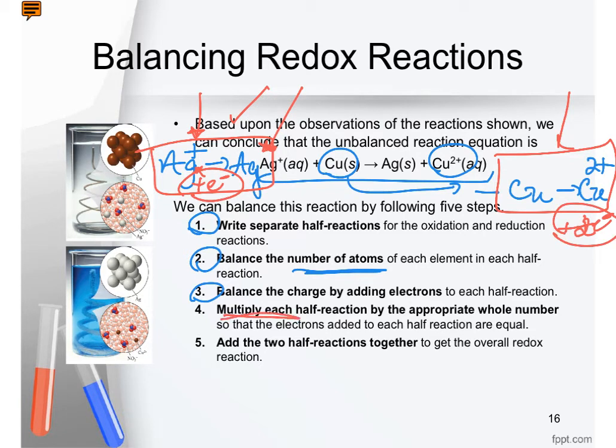Then you have to multiply the half reactions by whatever integer so that the number of electrons added are the same. Okay, so for example, we added 2 electrons to the copper half reaction, 1 electron to the silver half reaction, which means you would have to multiply everything in the silver half reaction by 2 so that the electrons transferred would be equal in both half reactions. Once you do that, everything's balanced, the number of electrons is the same, you can add the 2 half reactions together and you have a complete balanced redox reaction.